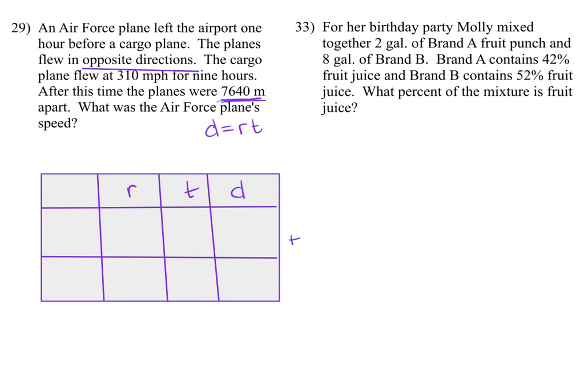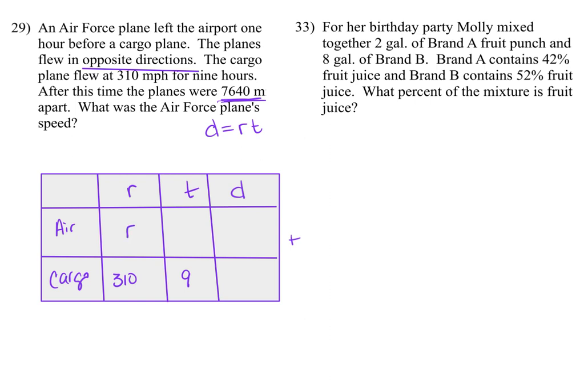And so they've given us 2 things. They've given us an Air Force plane, and they've given us a cargo plane. And then we're going to read through it. Left the airport 1 hour before the cargo plane. So we know that the Air Force plane is traveling longer. They flew in opposite directions. The cargo plane flew at 310 miles an hour. That gave me my rate. And then for 9 hours, and that gave me my time. What is the Air Force plane's speed?